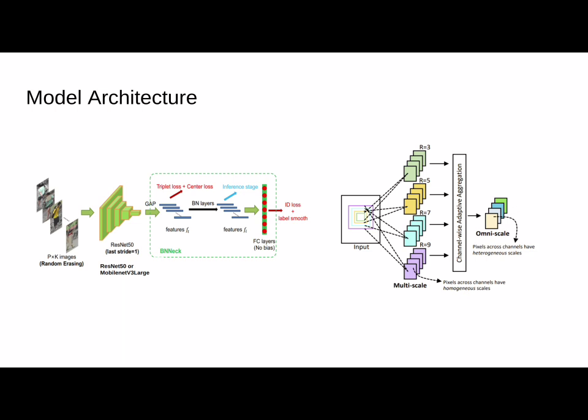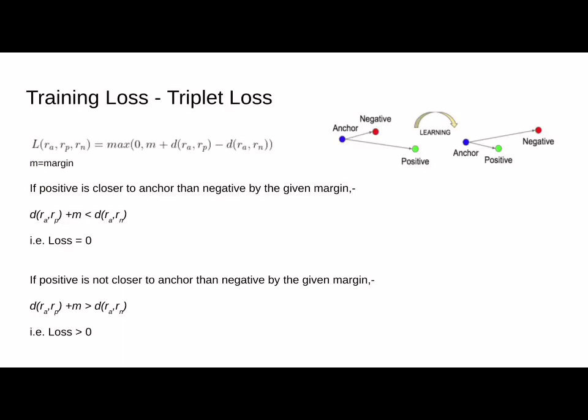So all of the outputs from these different receptive field convolution layers are then aggregated using the aggregation gates and combined with the input to form a residual block or a bottleneck, and this is kind of the specialty of this model. Now moving on to the training loss, one of the losses that we use is triplet loss.